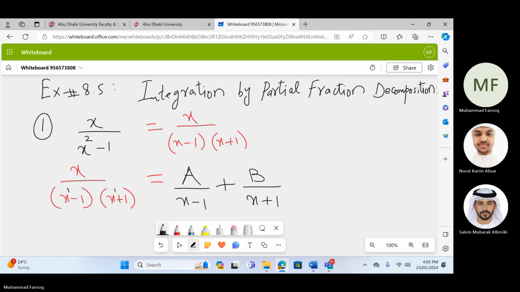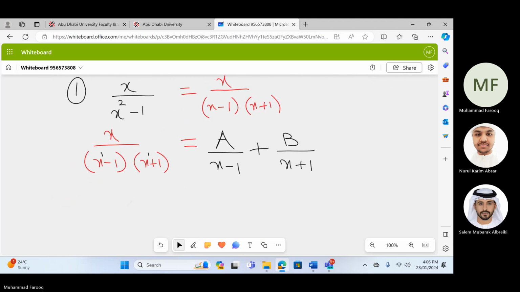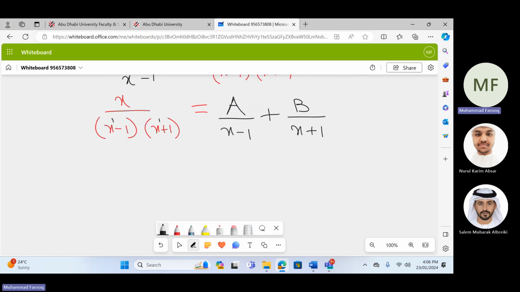Right. Second case. Here I have to put different questions for you. Now, second case. Let's say I have 3 divided by minus 6.